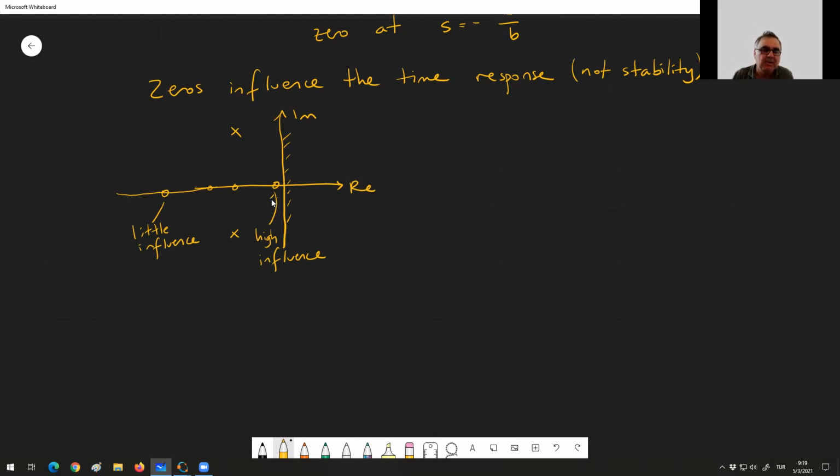So, well, all these things can be explained in terms of the root locus and so on, but we are not going into the details of those kinds of things. Basically, as the zeros get closer to the imaginary axis, they have more and more influence on the system response. Okay, now.